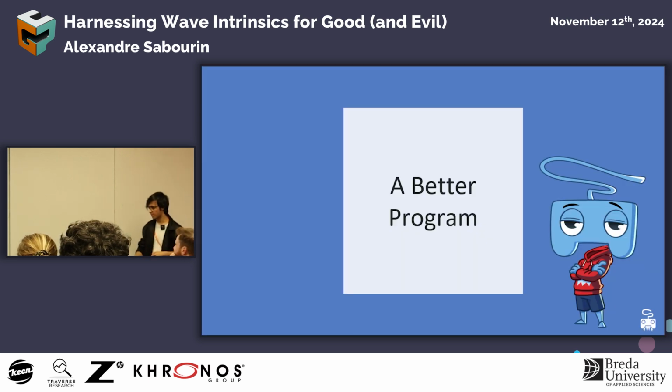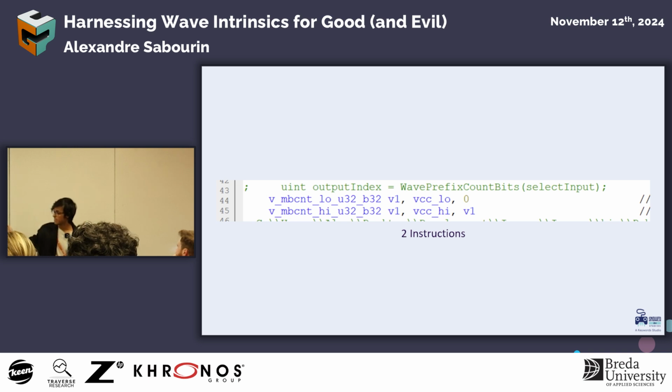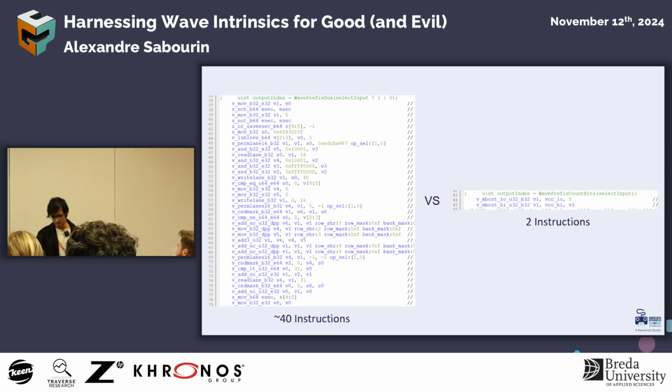But I did lie. We don't have to use wave prefix sum in this case. We can use the much simpler wave prefix count bits. The challenge with wave prefix sum is that it's a general function, right? We can add arbitrary integers or floating point numbers. Wave prefix count bits is simply for 0 and 1. We can use much quicker binary operations. So instead of wave prefix sum, we would use wave prefix count bits on our bool result. On AMD's offline compiler, this compiles to 2 instructions instead, which is likely better than 40 instructions.